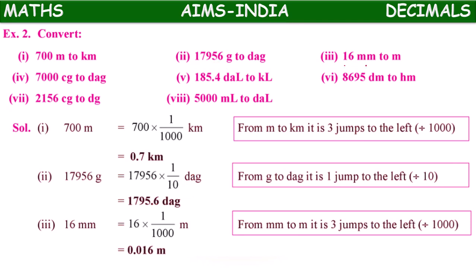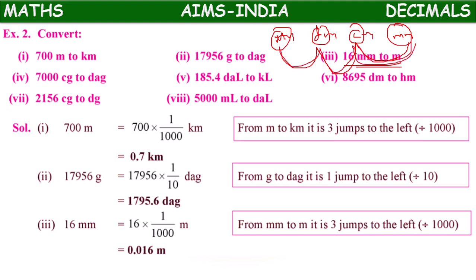Next, 16 millimeter to meter. Here meter will be in the units place. Before that deci, before that centi, before that milli: millimeter, centimeter, decimeter, meter. We are moving from millimeter to meter, which means from lower to higher. How many steps? 1 step, 2 steps, 3 steps. So we have to divide by 1000.